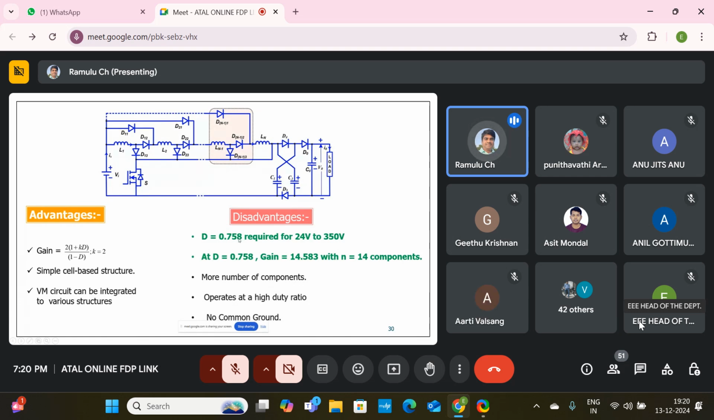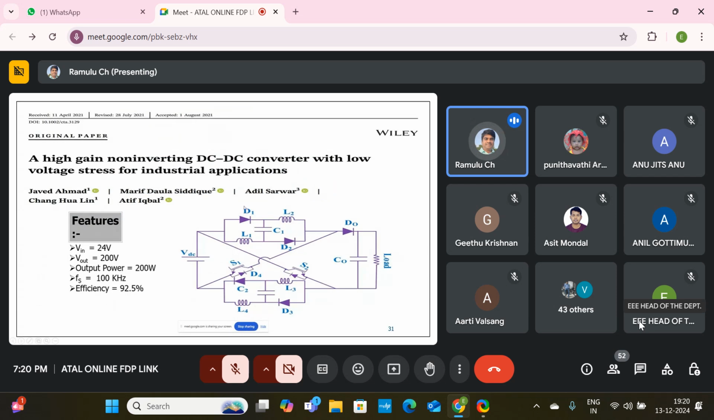When the duty ratio is more, duty ratio means on time by total time, therefore the switch is turning on for more time, 75% of the total 100%. Therefore, the switching losses come into the picture. At D equal to 0.758, the gain is 24 to 350, with 14 components. More number of components means more cost and complexity. It operates at a high duty ratio. These are the problems. Then coming to the third one.